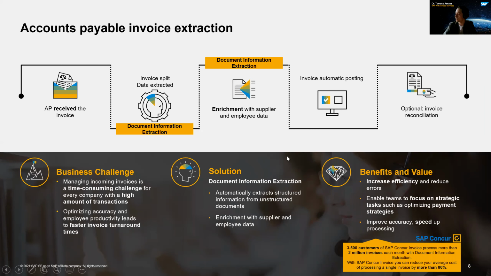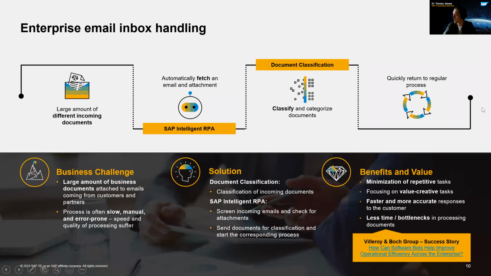Let me now move on with the presentation. The second use case that we want to present today to you relates to document classification, and it's called enterprise email inbox handling. So the problem at hand is that SAP customers frequently have to process business documents attached to emails from their business partners. Usually, these documents arrive in a central enterprise email inbox. Classifying the attachments is often a very manual and error-prone process.